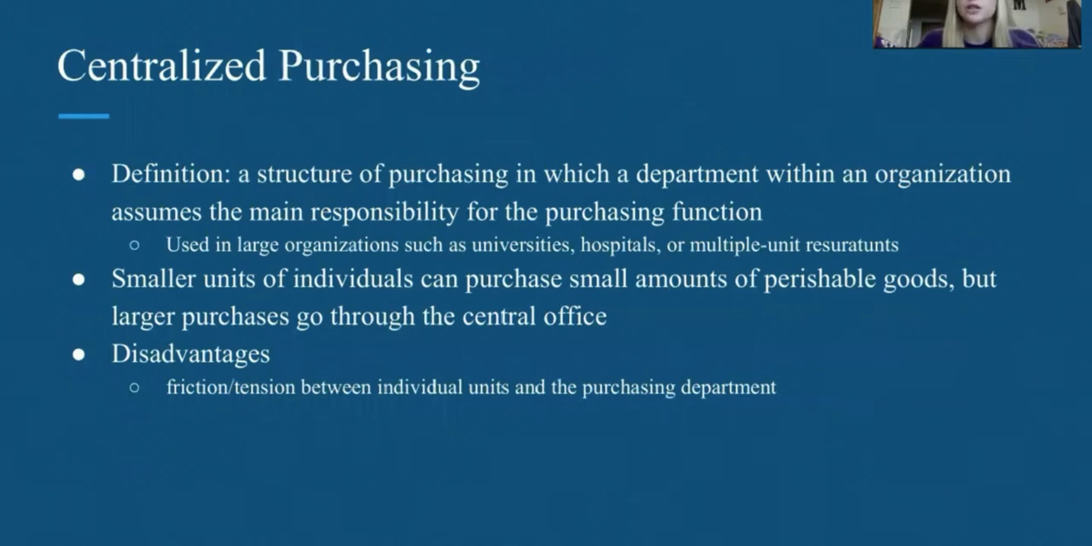So this would be a large organization such as a university or a hospital that has one person that is in charge of buying all of the supplies for that entire hospital. So the food service area is not going to need the same things as the nurse's station, but one person is in charge of buying all of those things. And each individual unit usually has an allocation of a small budget that they're allowed to use to purchase certain things, but all large purchases or mass orders go through a central office.